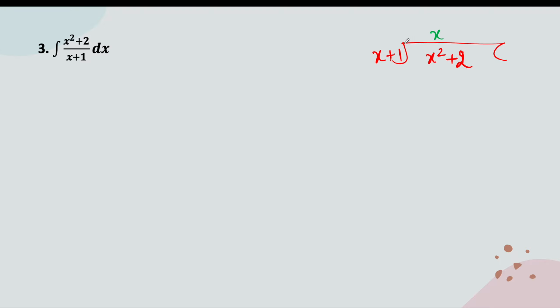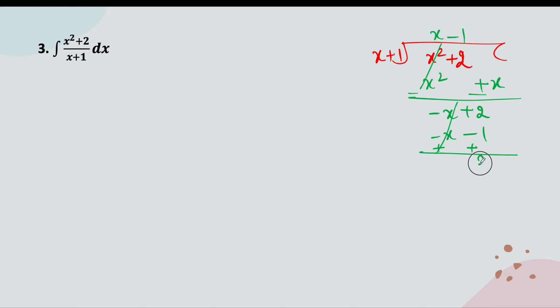Just write x over here. So x into x is x square and 1 into x is x. So that would be plus x on the side. Okay, subtract, change the sign. This got to cancel. This would be minus x and plus 2 as it is. Now what we want, minus. So just write minus 1 over here. So that would be minus x minus 1. Change the sign. Cancel it. 2 plus 1 is 3.